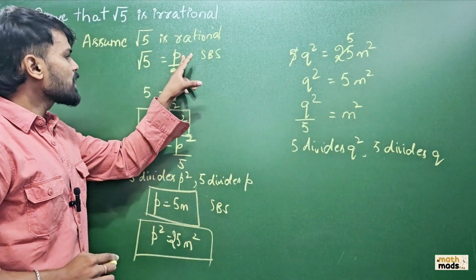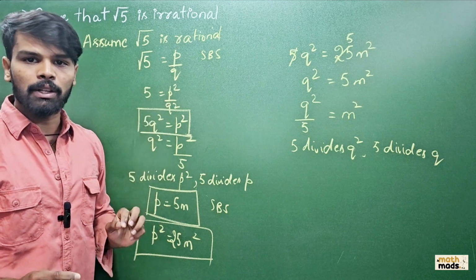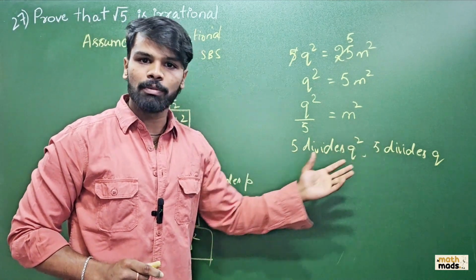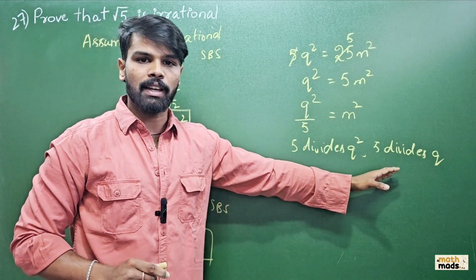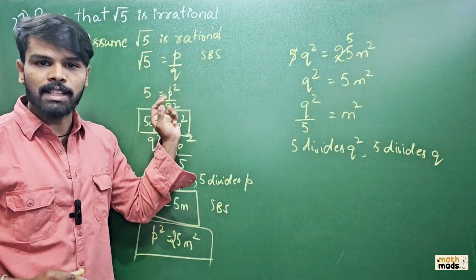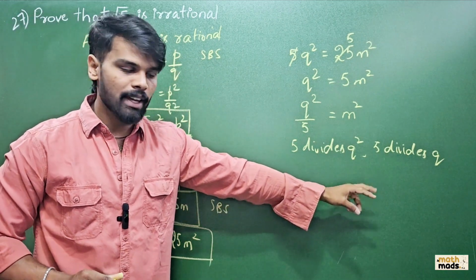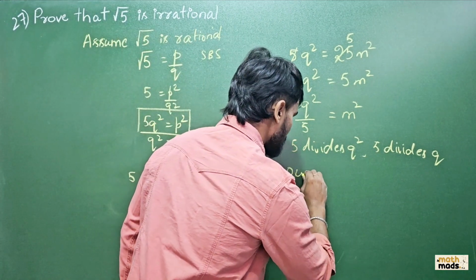But what was the first thing I told with respect to P and Q? P and Q are coprimes. If both of them can be written as a multiple of 5, the property of coprime is not satisfied. So both of them cannot be a multiple of 5. Therefore, our assumption is wrong.